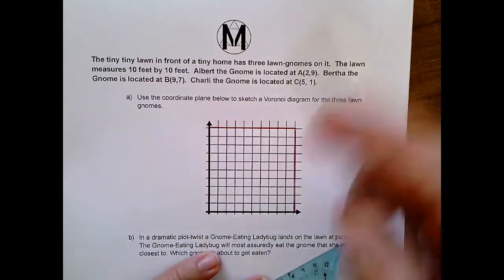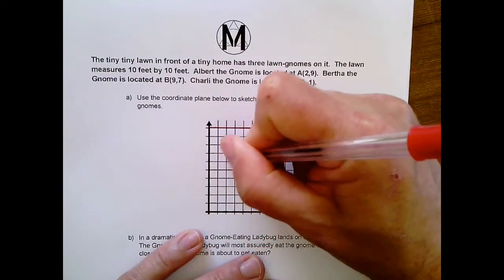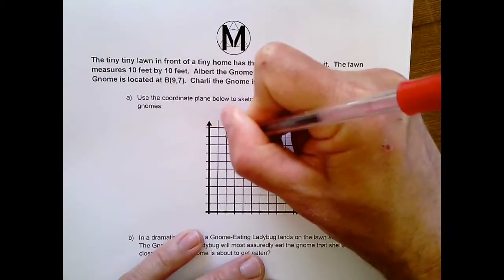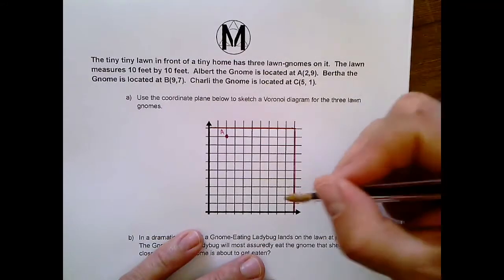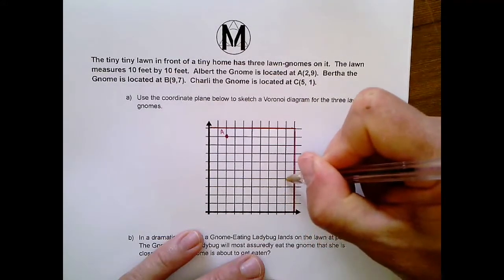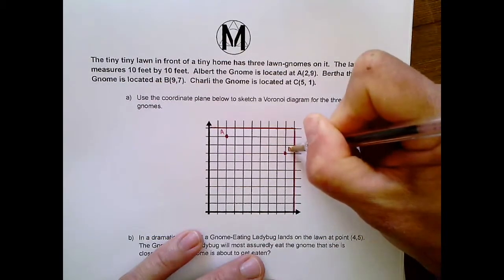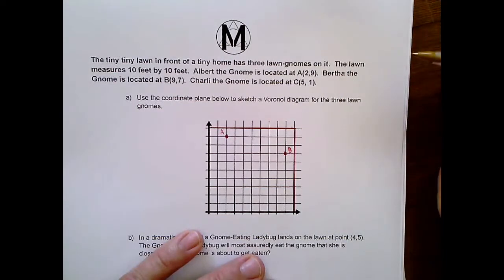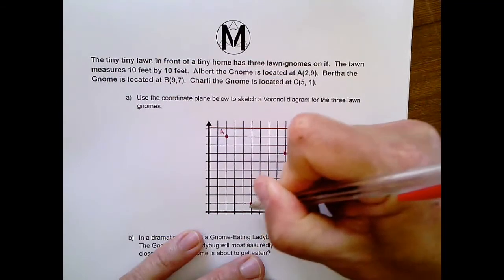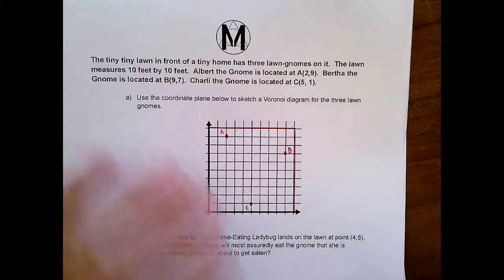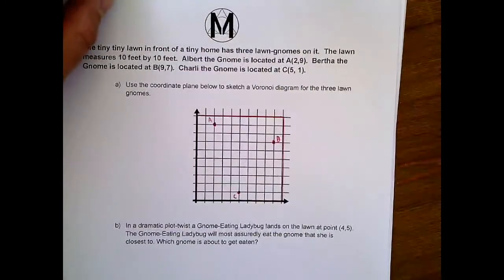All right, Albert is at A at (2, 9), so over 2 and up 9. 1, 2, 3, 4, 5, 6, 7, 8, 9. Cool, that's Albert's. Bertha is at (9, 7). So 9, 1, 2, 3, 4, 5, 6, 7. Awesome. That is Bertha. And then Charlie's at (5, 1). 1, 2, 3, 4, 5, and 1. Nice. There's Charlie. Okay, so when you're making a Voronoi diagram, it's really a game of perpendicular bisectors.